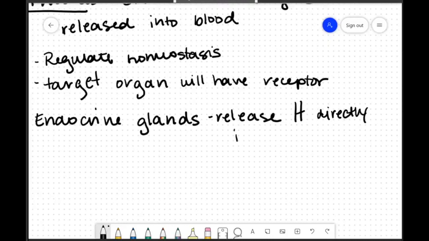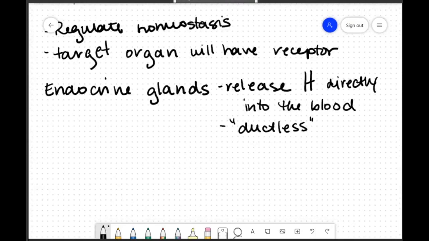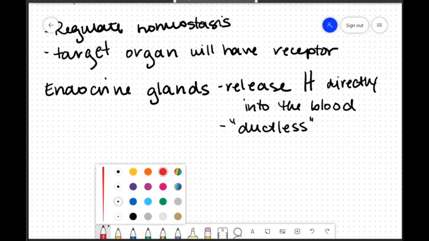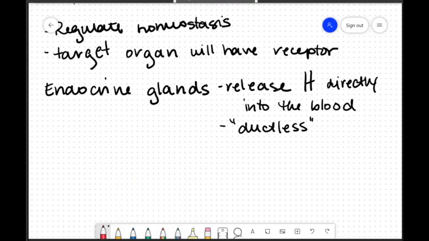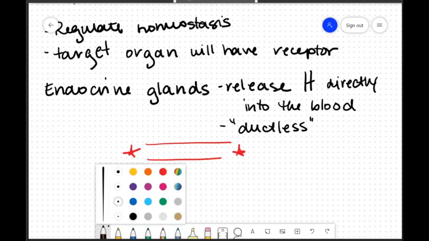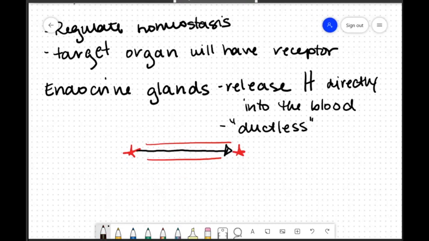Sometimes these are called ductless systems. If you have a pathway, and you're releasing this hormone from point A to point B, and this is the pathway it needs to travel on, it is released into the system and does not have any way to get outside. So there's no opening; it's called ductless.